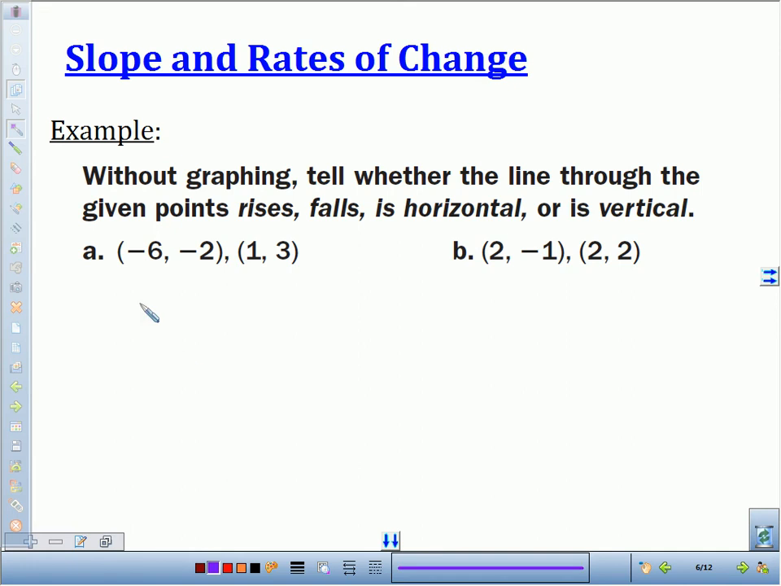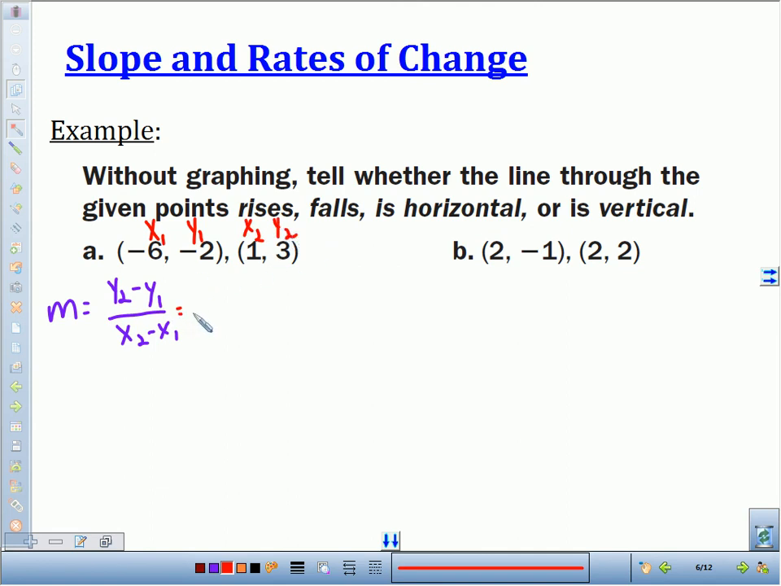So let's try with this first example. I have the 2 points, negative 6, negative 2, and 1, 3. Our formula says that m equals y2 minus y1 over x2 minus x1. I want to define what point is what, so I will say that negative 6, negative 2 are my x1 and y1. 1 and 3 will be my x2 and y2.